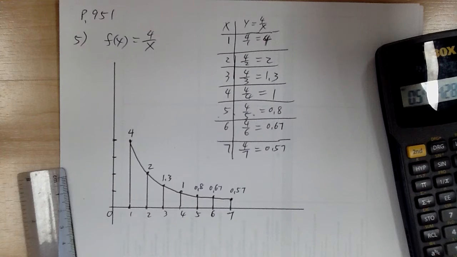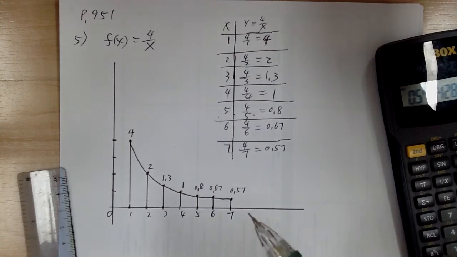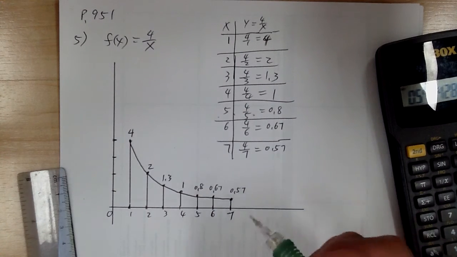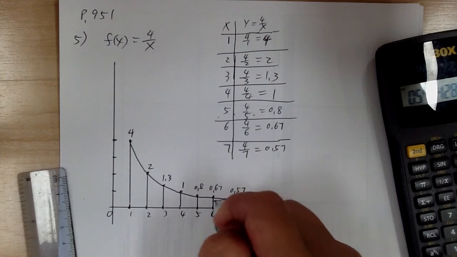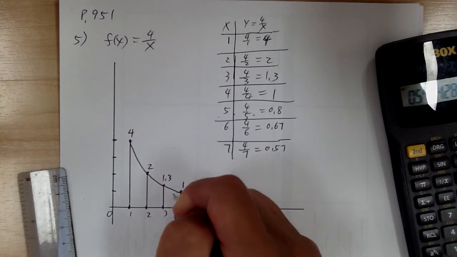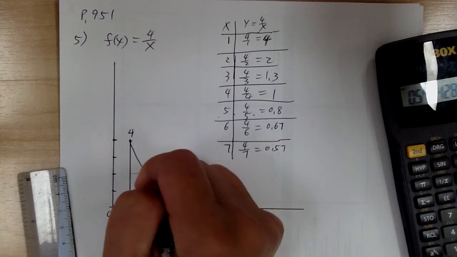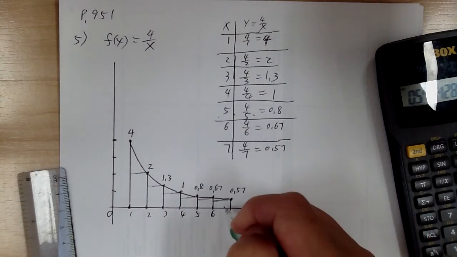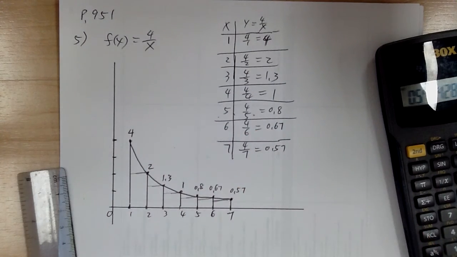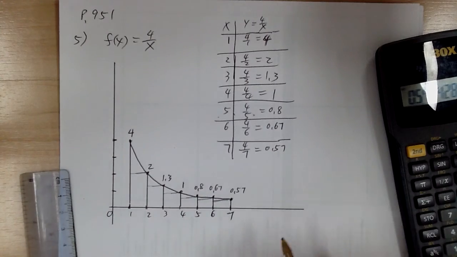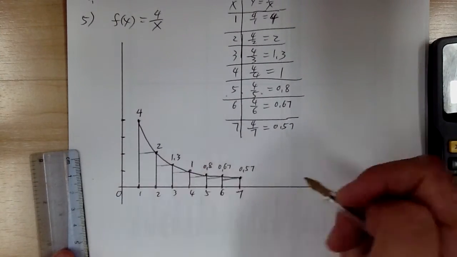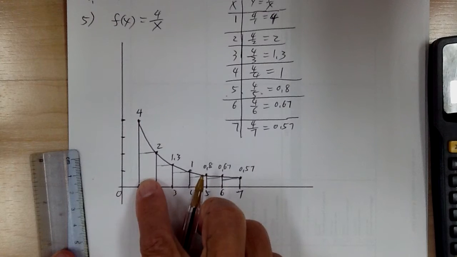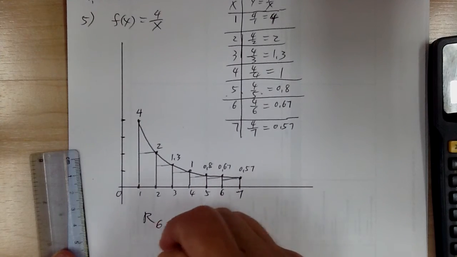So in this case, they ask you to do the right. Okay. So by looking at this graph, so this one you're looking at the right, and there are 6 strips, 1, 2, 3, 4, 5, 6, so R6.